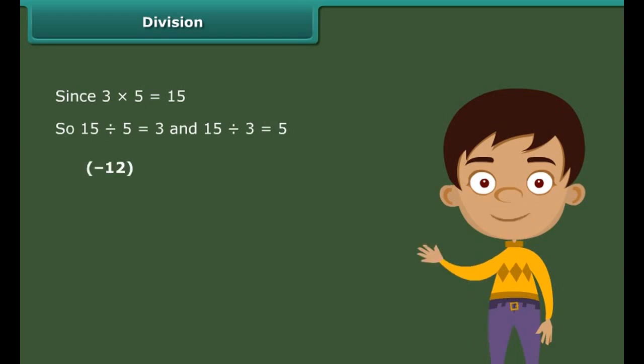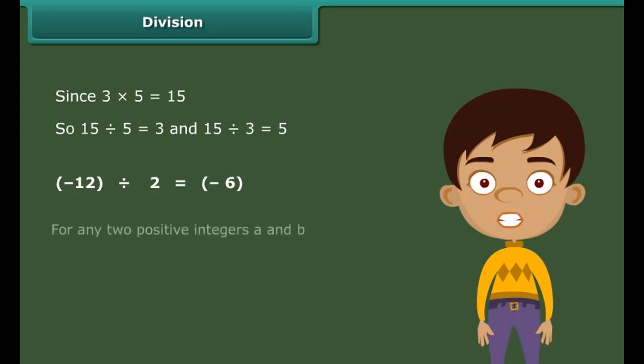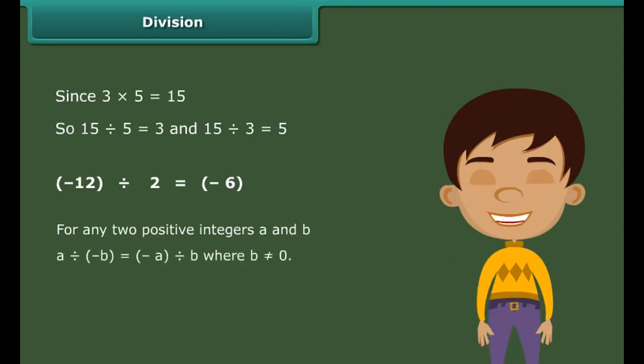When we divide a negative integer by a positive integer, we divide them as whole numbers and then put a minus sign before the quotient. Thus, we get a negative integer. In general, for any two positive integers A and B, A divided by minus B is equal to minus A divided by B, where B is not equal to 0.